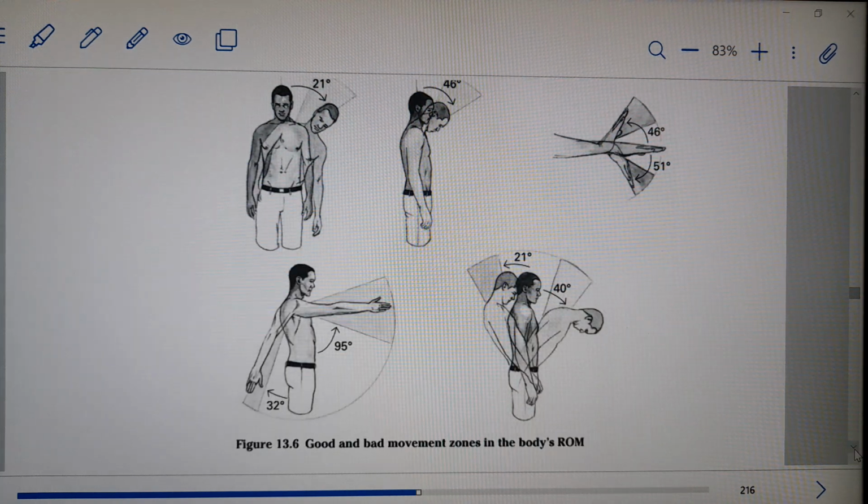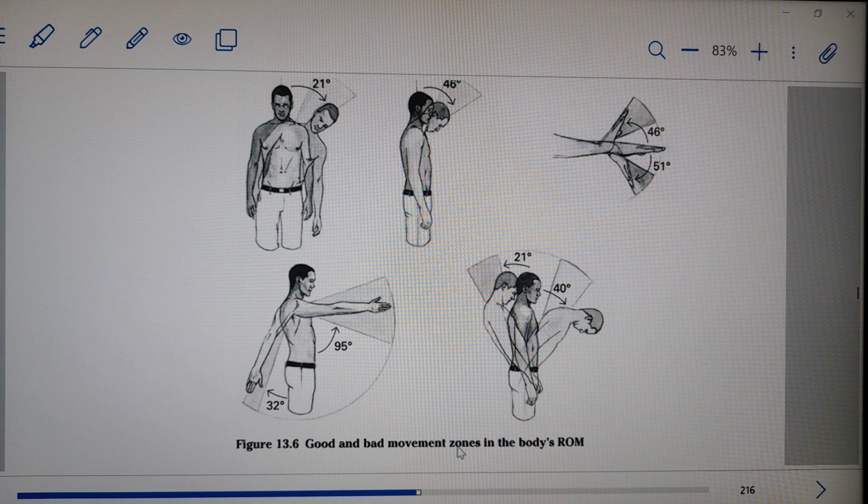Okay. And we have this figure here. They say good and bad movement zones in the body's ROM, range of motion.